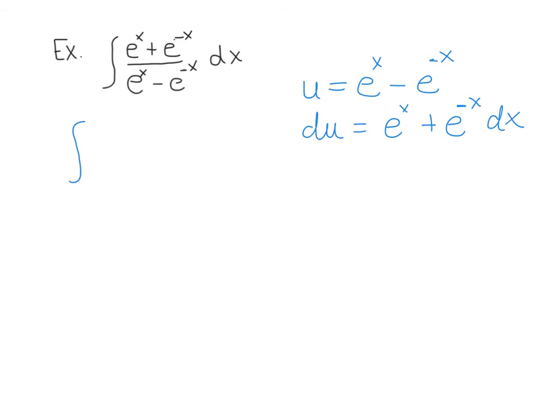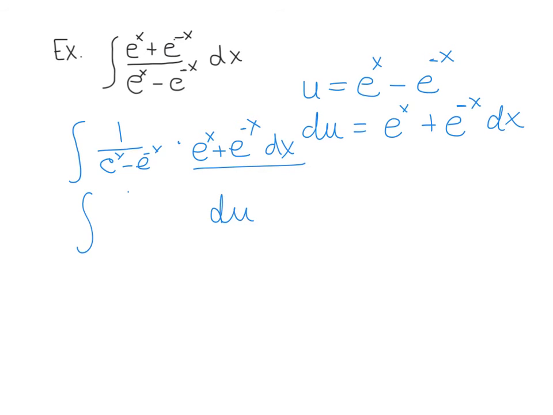So let's rewrite. We've got 1 over e to the x minus e to the negative x times e to the x plus e to the negative x dx. Okay, this is du. This is 1 over u, right? This is an indefinite integral. So I have the natural log of u, which is e to the x minus e to the negative x plus c. So that's one of those that just looks really hard, but not that bad. E to the x is really easy to take the derivative and the integral of.